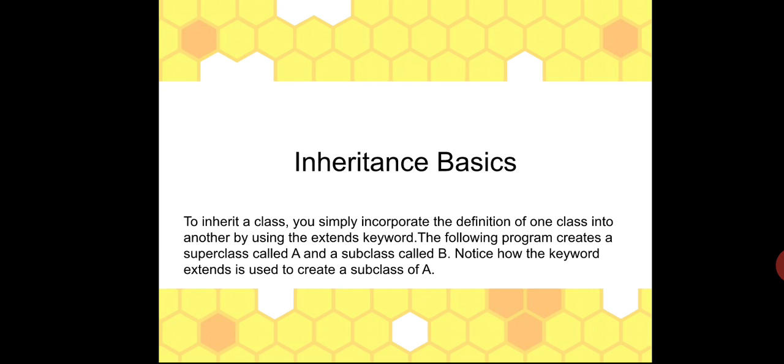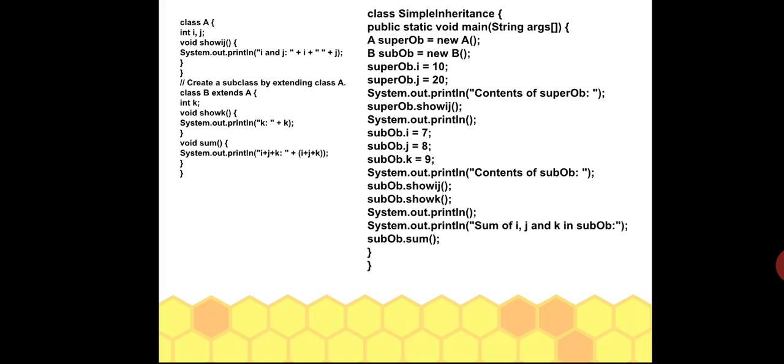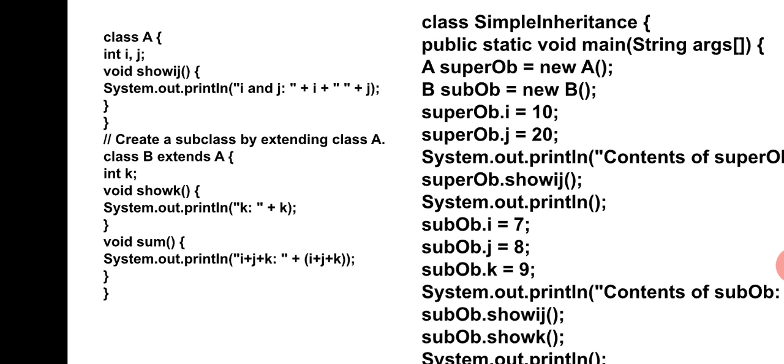The following program creates a superclass called A and a subclass called B. Now how exactly you can do it, we will see inside the code. You can concentrate on the left hand side. You have class A. Inside the class you have two variables, int i, j. Next you have a method void showij, inside which you have one System.out.println to print the values of i and j.